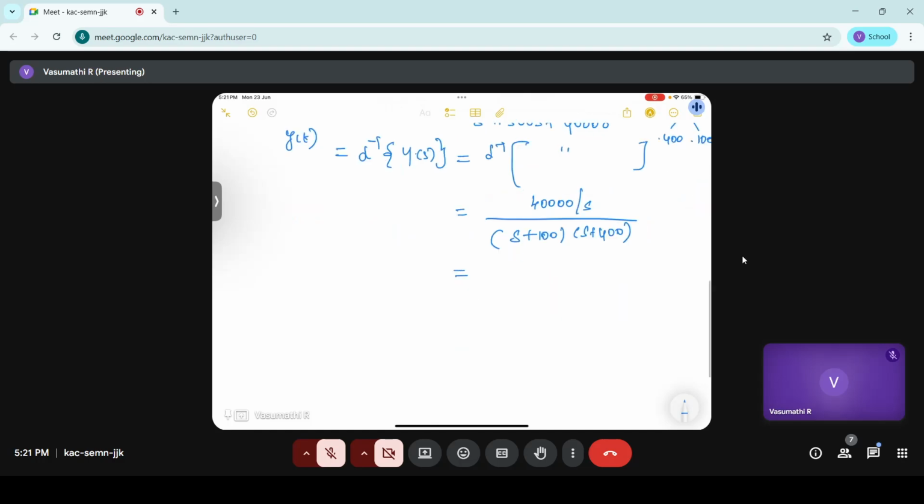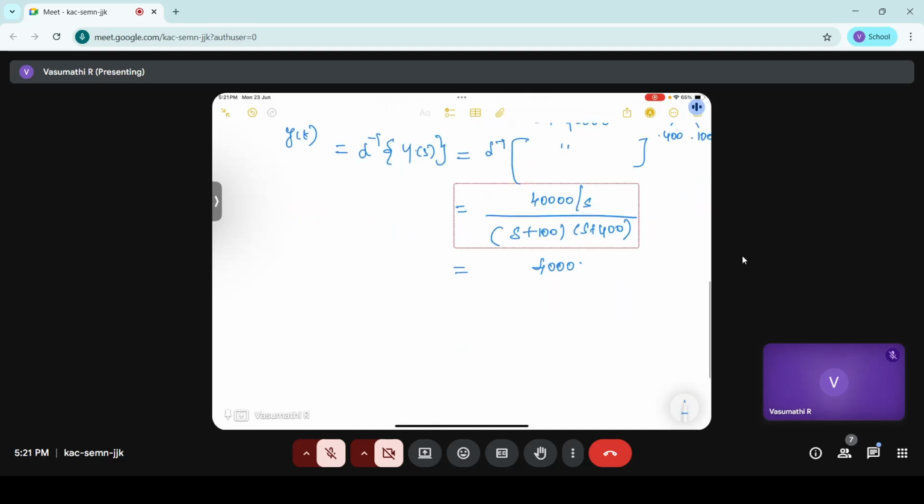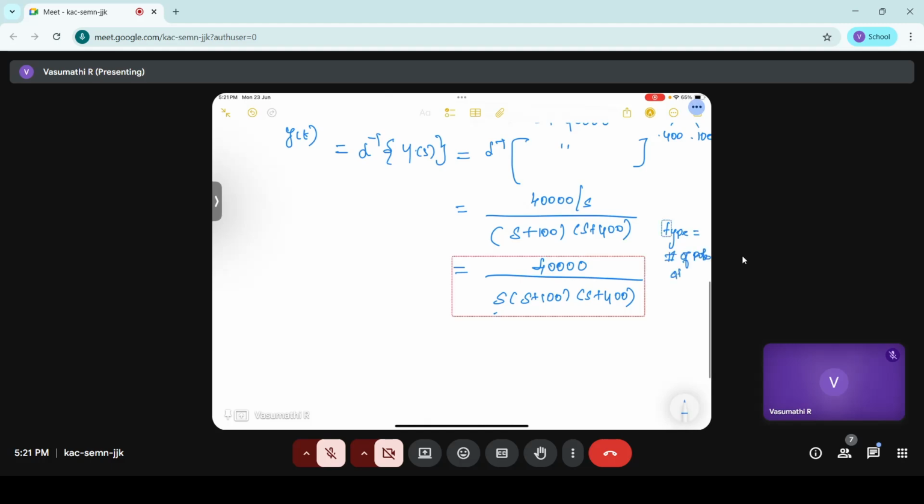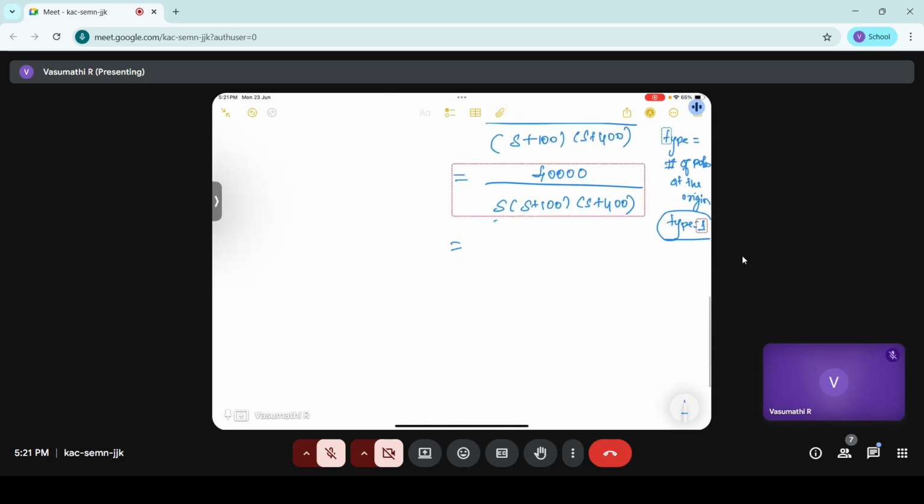Right, good. Now I'm just going to note down what all the poles are and what the type of the system is. Type is equal to the number of poles at the origin. So here the type of the system is equal to 1. That's just additional information, not needed for this problem. Okay, right. Now I have to take the Laplace inverse for all these terms.